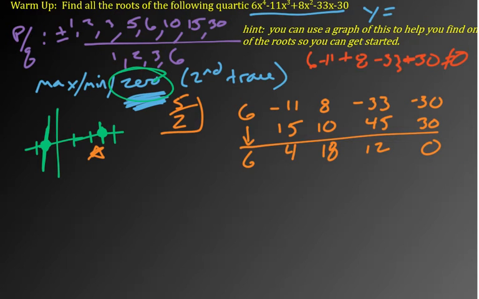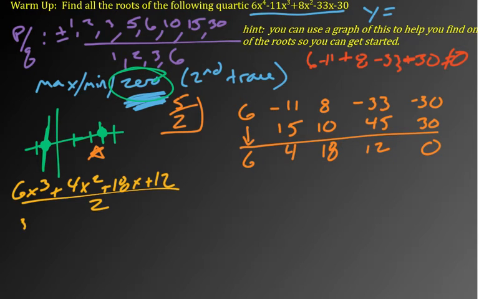So that means we have a cubic: 6x cubed plus 4x squared plus 18x plus 12. And all of those numbers are even, so you can divide by 2. So then 3x cubed plus 2x squared plus 9x plus 6. And then if you look at this, the 3 to 2 ratio is the same as the 9 to 6 ratio. So that's giving us a clue that we could probably do factor by grouping.